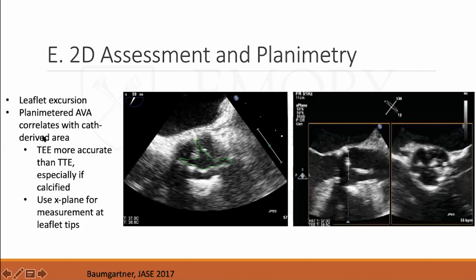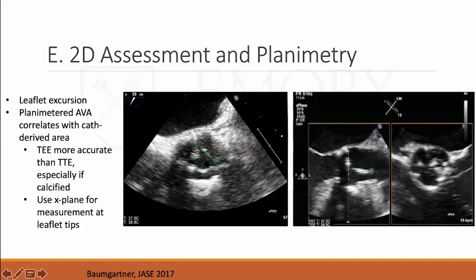You can also planimeter the aortic valve area, which is supposed to correlate with cath-derived areas. Now, on TEE, it's a little bit easier than on TTE. However, with the new Philips machines, as long as you have the X-plane technology, you can still do it on transthoracic echo. And the reason I say this is because you want to be measuring at the leaflet tips. So here on this picture on the left, it looks like the aortic valve is nice, wide open.